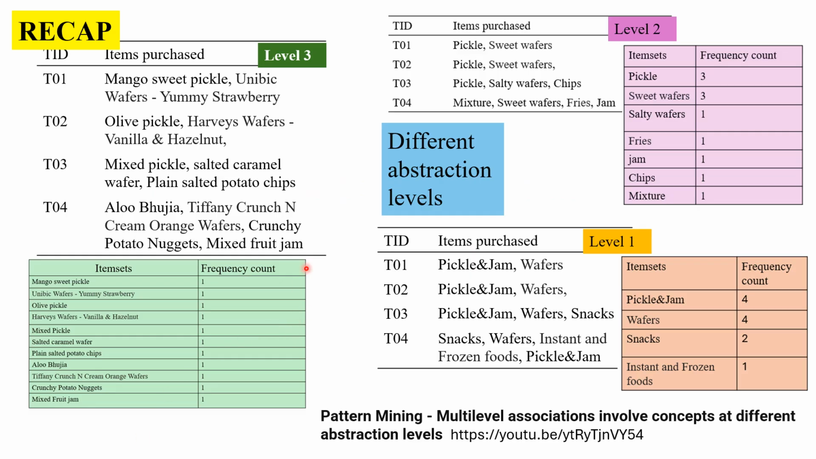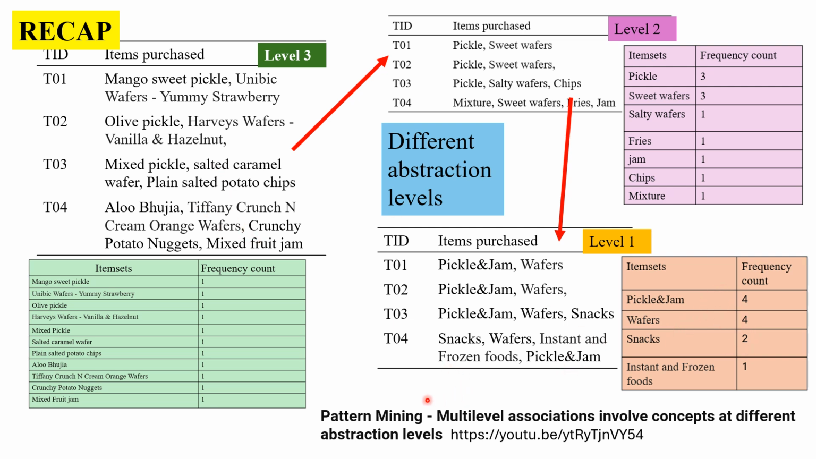As a recap, we'll recall that we had taken an example transaction data set of 4 transactions comprising of various items, and the frequency count for these items was 1 for each. Then, using the concept hierarchy, when we went on to level 2, the frequencies of some items increased, and further when we went to level 3, level 1, a further increase in frequency counts was seen.